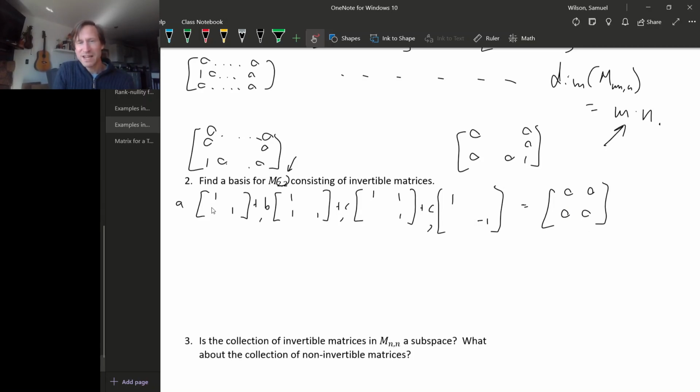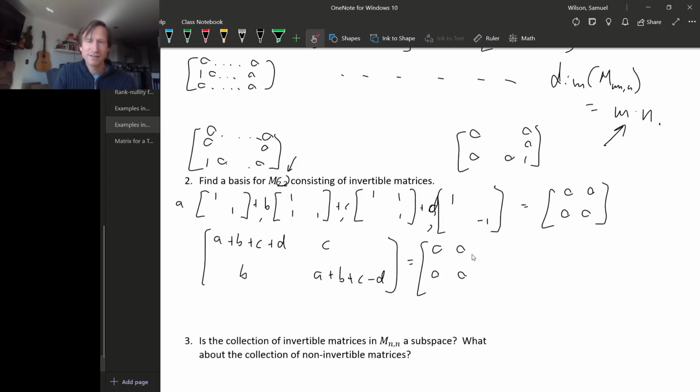Okay, well, if we actually do all of the matrix arithmetic on the left, what we get is, in the upper left corner, A plus B plus C plus D. I meant for this to be a D right here. In the upper right, we get just C. In the lower left, just B. And then in the lower right, we get A plus B plus C minus D. Okay, and we're saying that this is equal to the 0 matrix.